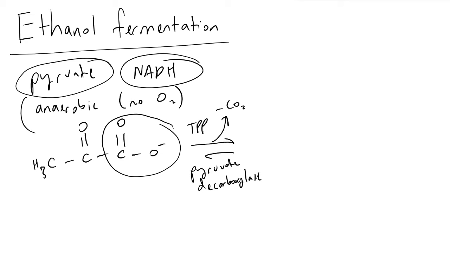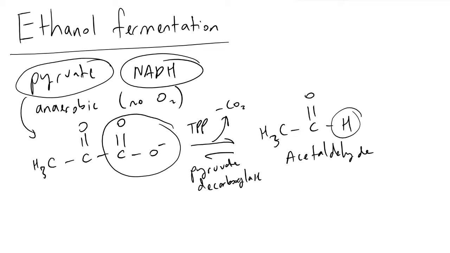And this converts the pyruvate into something referred to as acetaldehyde. The molecule is still pretty much the same, except now we have an aldehyde. We have this aldehyde functional group on our molecule called acetaldehyde. And acetaldehyde is further metabolized into ethanol, and in the process of doing that, we convert this NADH molecule into NAD+.